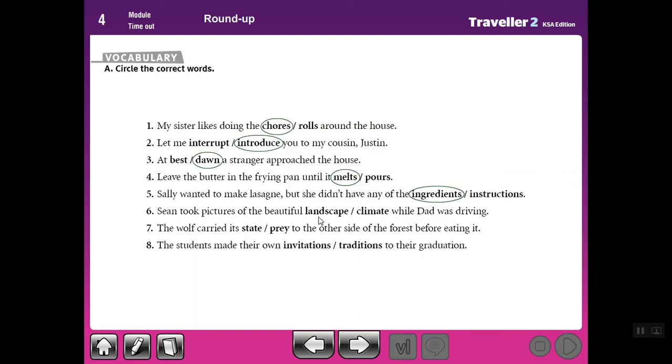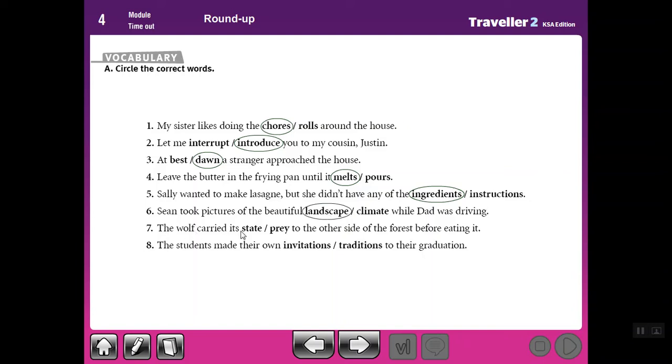Number 6. Sean took pictures of the beautiful landscape or climate. He will take pictures of the landscape. Climate here means the state of the weather. Is it hot? Is it cold? And so on. Landscape here means sightseeing, amazing places which we can see. So he will take pictures of the landscape. Okay?